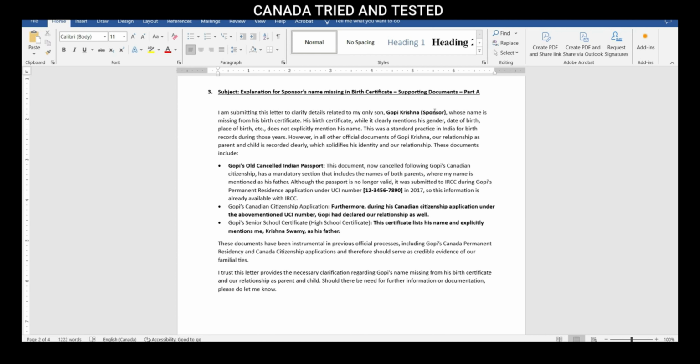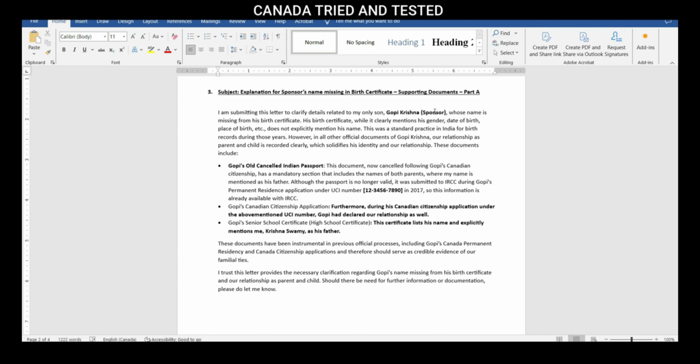So don't worry, this UCI number is a fictitious UCI number. I have not shared any detail of mine. Furthermore, during his Canadian citizenship application under the above mentioned UCI number, Gopi had declared our relationship as well. So this is consistent.